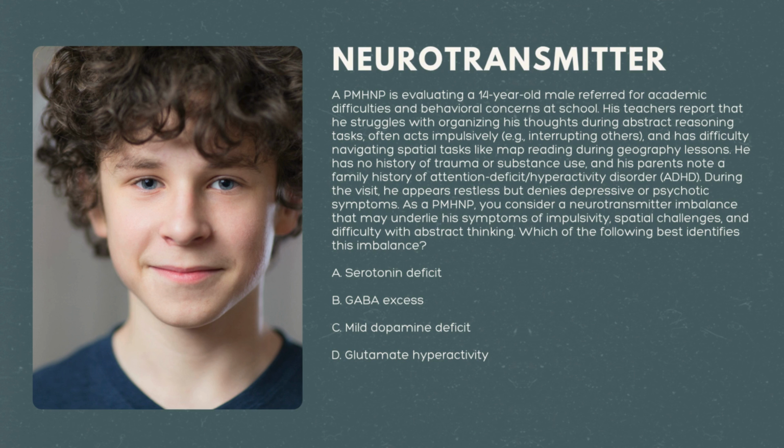As a PMHNP, you consider a neurotransmitter imbalance that may underlie his symptoms of impulsivity, spatial challenges, and difficulty with abstract thinking. Which of the following best identifies this imbalance? Option A, serotonin deficit. B, GABA excess. C, mild dopamine deficit. Or D, glutamate hyperactivity.